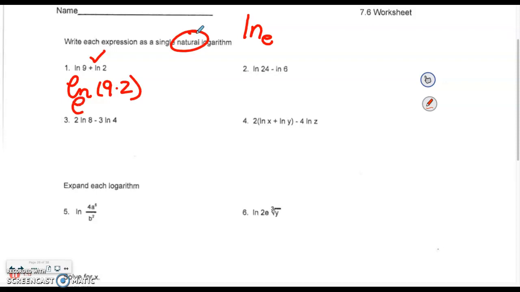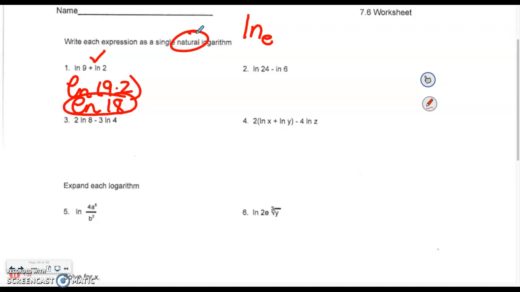So this would be the natural log of 18. Now, if I wanted to know what that is, I'd go to my calculator and do natural log of 18, but that's not what this says. It says to write the expression as a single logarithm. So I have ln written one time, and I'm done. That was easy.